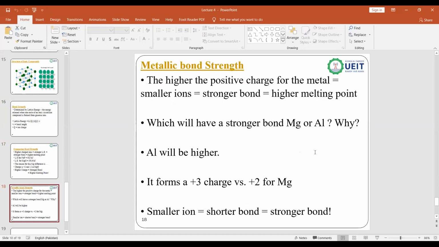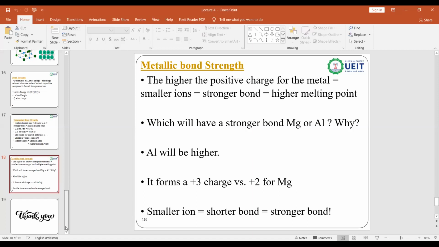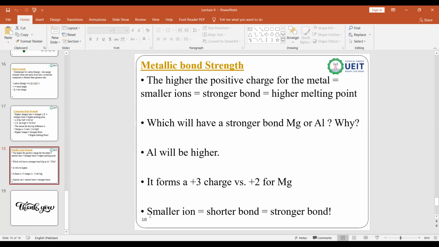Metallic bond strength is higher with a higher positive charge on the metal, and smaller ions give a stronger bond. Which has a higher melting point, magnesium or aluminium? Aluminium will be higher because its oxidation state is +3 compared to +2 for magnesium. Smaller ion, shorter bond, stronger bond. Smaller ions means the size, not the oxidation state.